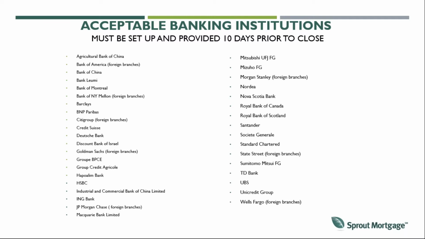The list on the screen are acceptable banking institutions that have a presence in the United States. I think what's important to know here is that many of the foreign banks on this list do have separate U.S. and foreign entities that might require the borrower to transfer funds from their foreign branch into the U.S. branch for down payment, closing costs, and reserve requirements. This also applies to ACH drafts for mortgage payments. So we advise your borrowers check with their financial institution for any specific requirements that they might have.